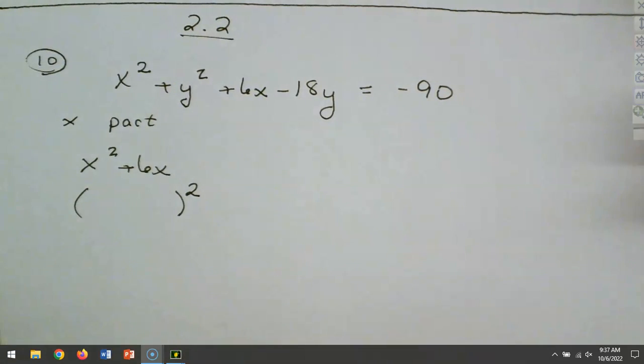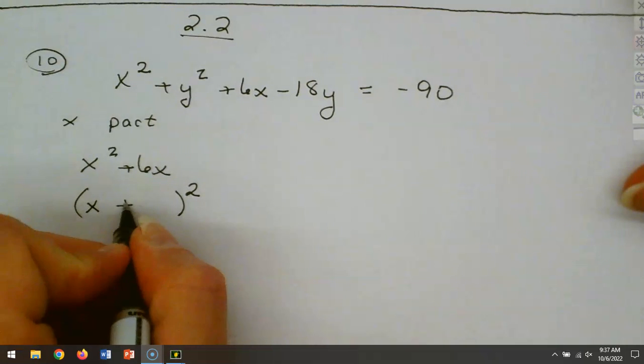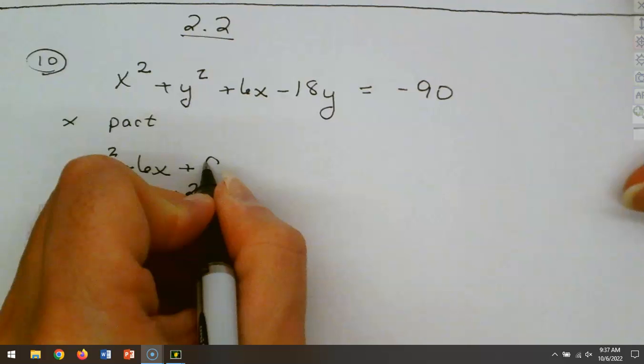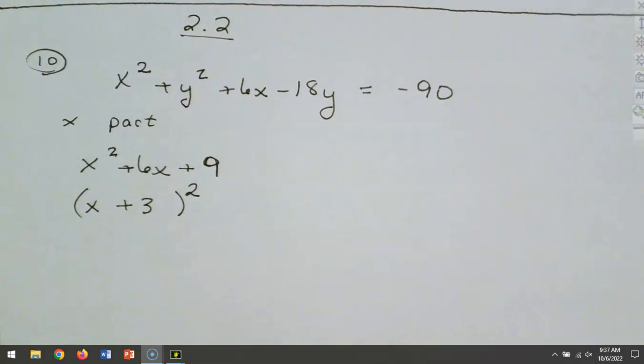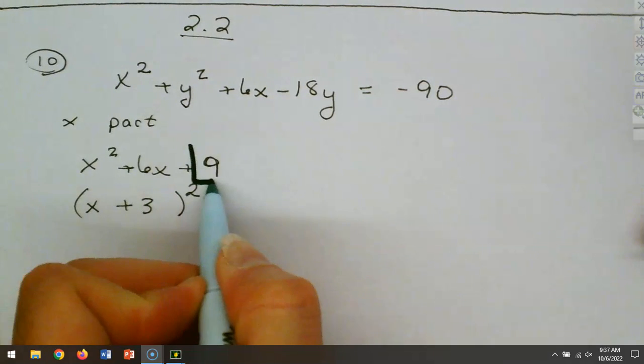Okay, so what's our procedure? Well, what we do, remember, is we half and square. So that's what we always do, is half and then square. So what's half of 6? 3. And 3 squared is a 9. And we always have to keep track of whatever we add on.